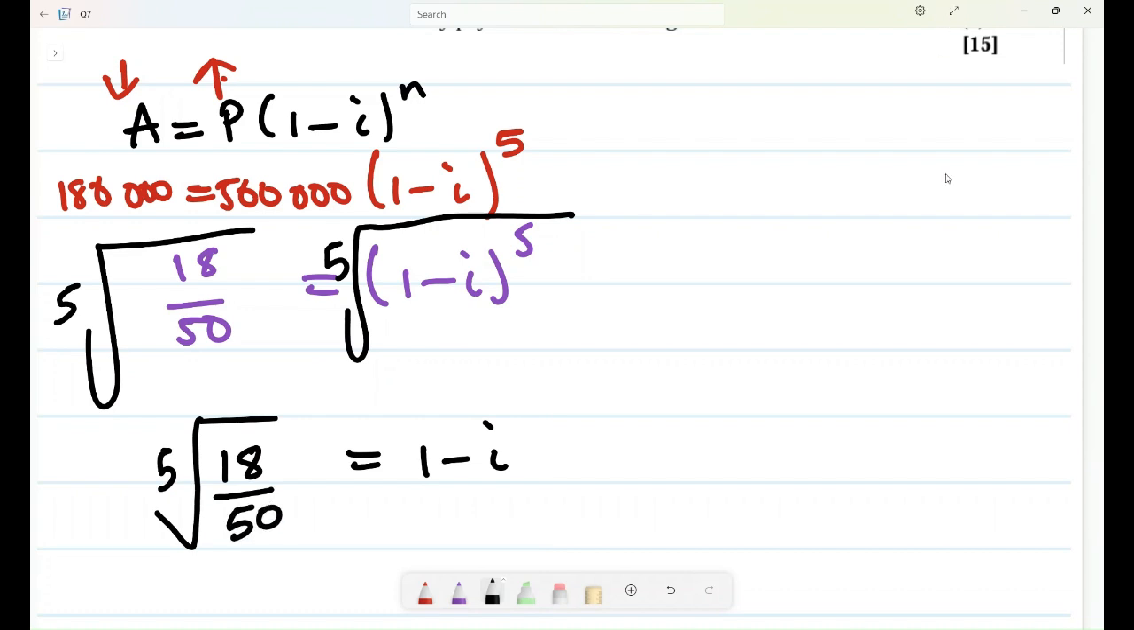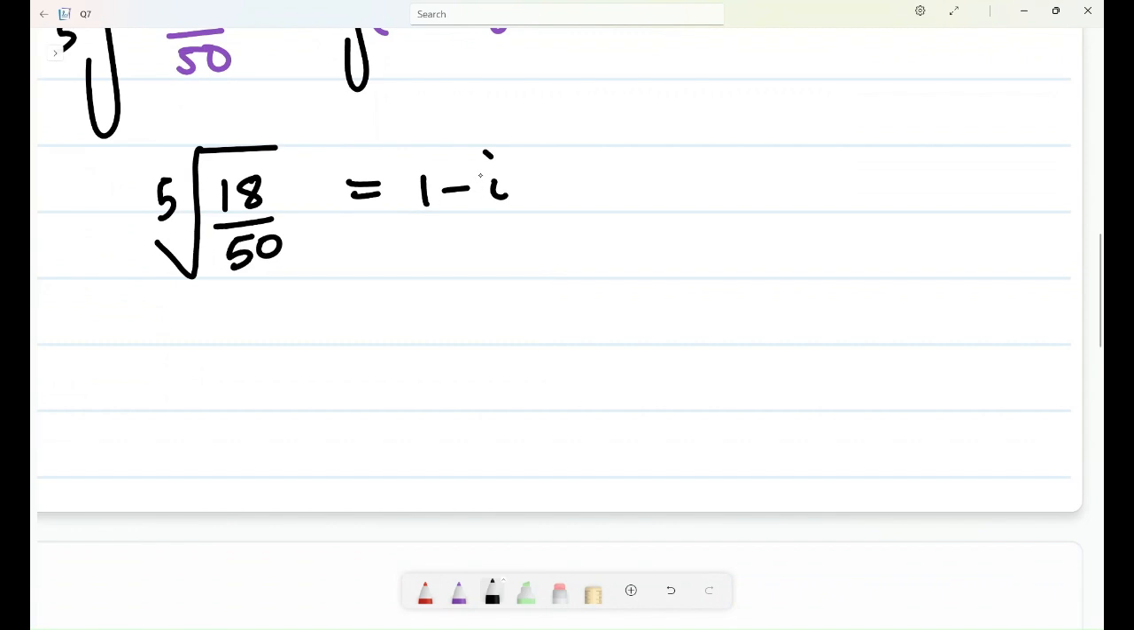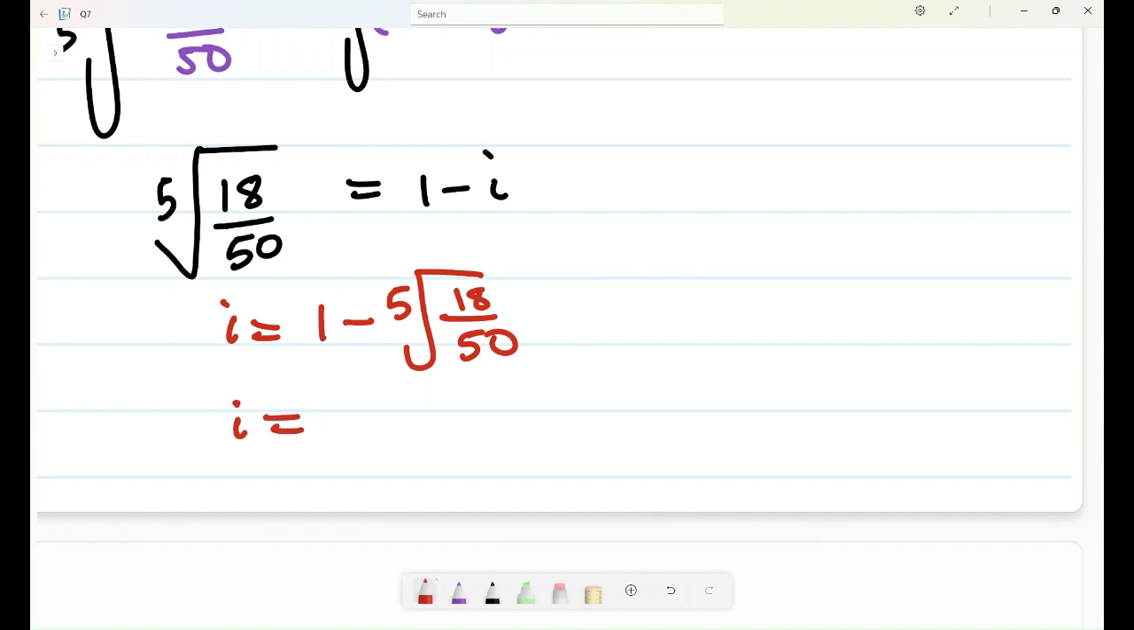So I'm going to take this I to the other side so that it becomes positive. It's going to be I equal to 1 minus the fifth root of 18 divided by 50. Then I get my I. Then I'm in a position of punching my calculator now. Shift, then fifth root of 18 divided by 50.